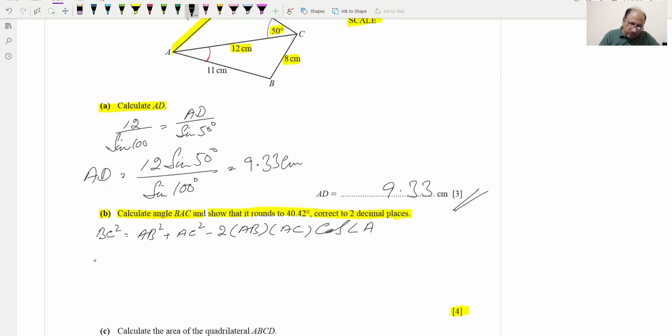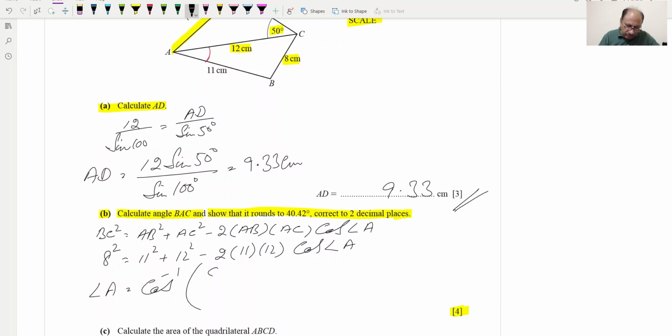So now we can replace the values. BC is 8, so 8 squared is equal to 11 squared plus 12 squared minus 2 into 11 into 12 into cos of angle A. So we can write angle A is equal to cos inverse of (8 squared minus 11 squared minus 12 squared, which we have shifted to the other side) divided by minus 2 into 11 into 12, and that will be closed.